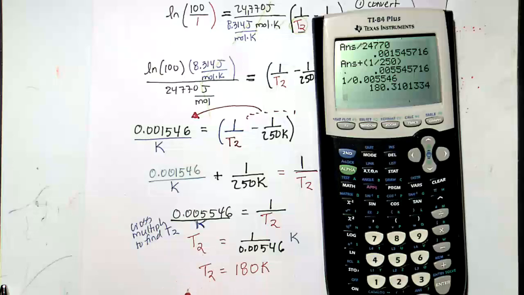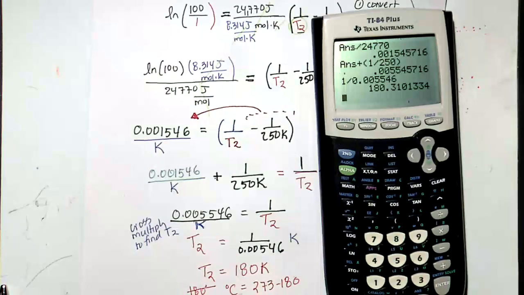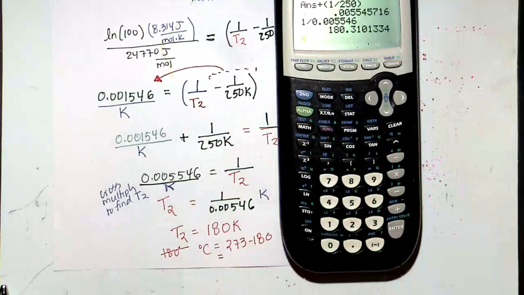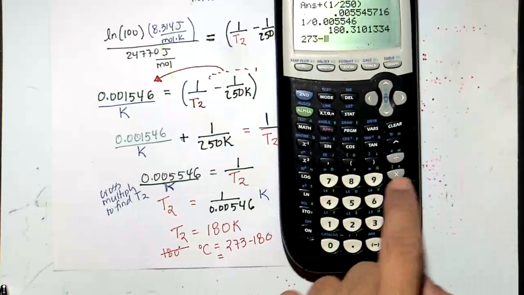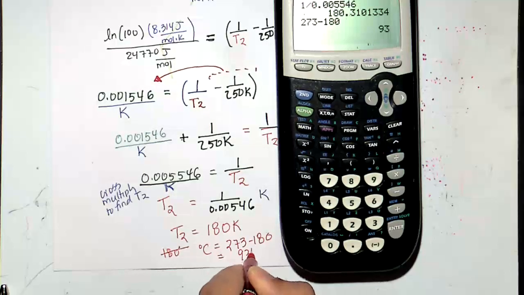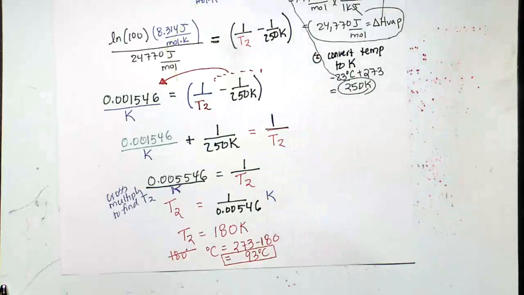To get it to degree C, what will we do? We will take 180 Kelvin. Sorry. What we will do to get to degree C is take 273 minus 180. And it's about 93 degrees C. And this is our answer.